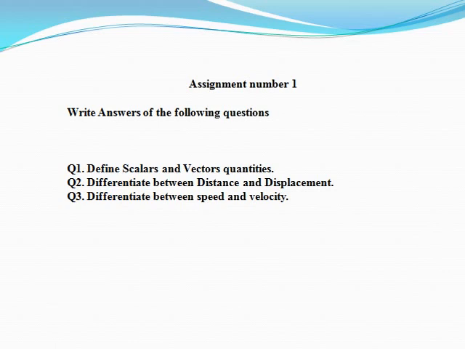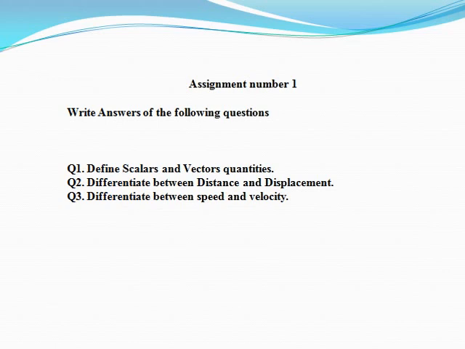Now there is the first assignment. This is assignment number 1. You have to write the answers of the following questions. This is just an activity, because we want you to have some learning outcome from this lecture, and you should somehow understand and define a few terminologies from this lecture, and there must be some output of this lecture. The first one is you have to define scalar and vector quantity.